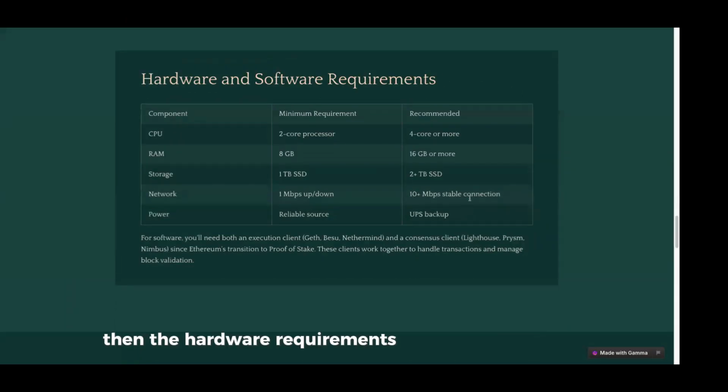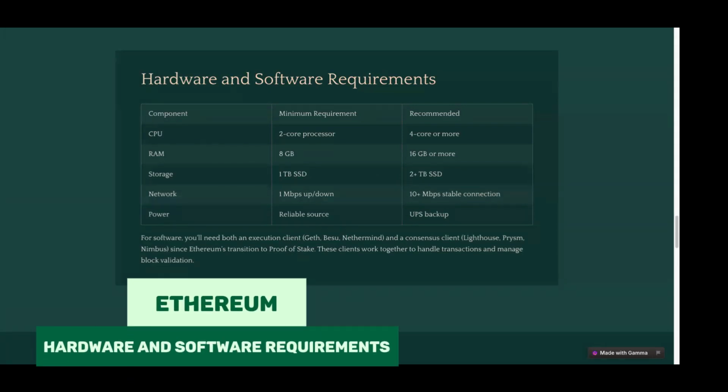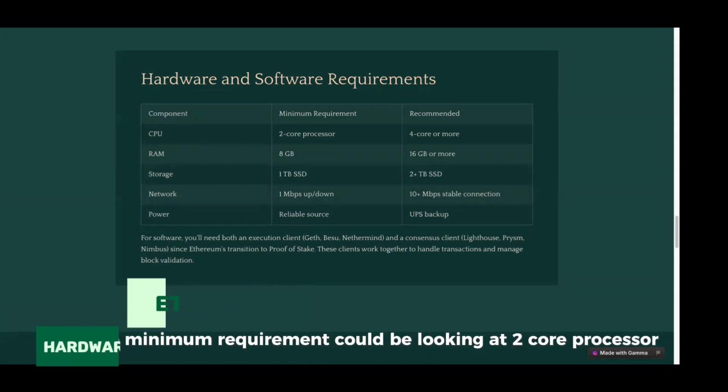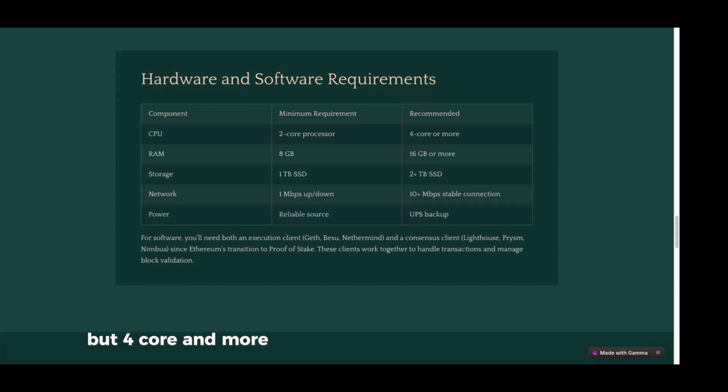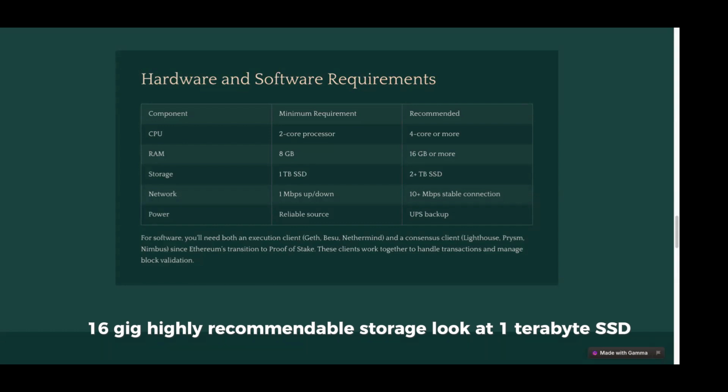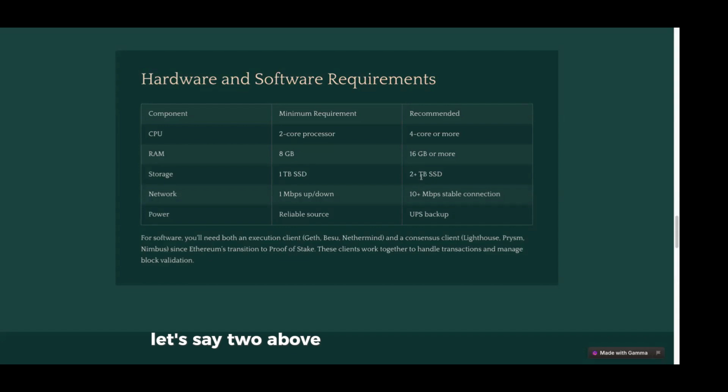Then the hardware requirements and software requirements. For the CPU, the minimum requirement could be a 2 core processor, but 4 core and more is highly recommendable. For the RAM, 8 gig, 16 gig highly recommendable. Storage, look at 1 terabyte SSD, and let's say two above is what's highly recommendable.